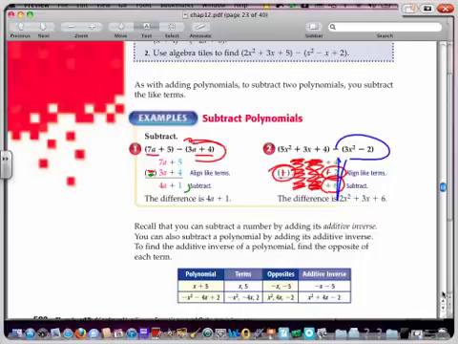Whoa, that's kind of a weird eraser. Try it this way. All right, so there's my final answer: 2x squared plus 3x plus 6.